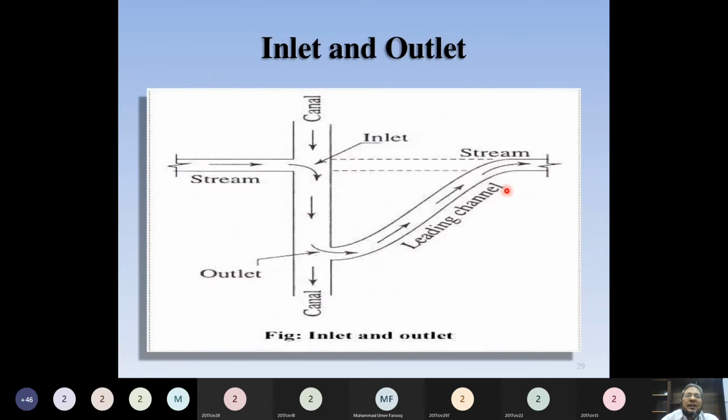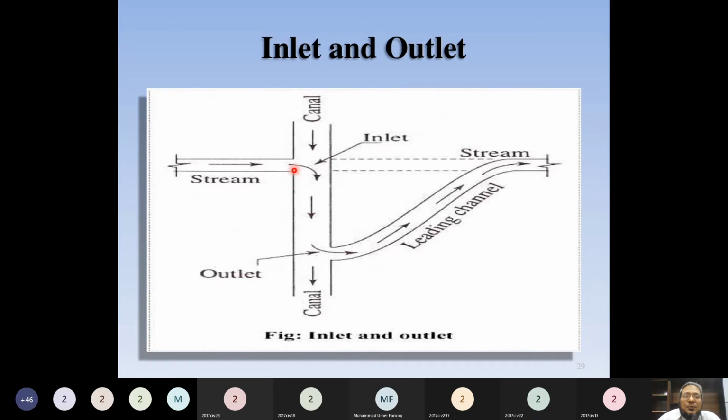So you should see this diagram. This stream is already passing from here, but this stream size is very small. It means it carries very little discharge, and this is the canal which we are designing, and this canal has sufficient discharging capacity. So what we can provide are 2 structures. One is the inlet here and the outlet here. The stream water will enter in the canal, and at a certain distance downstream there would be an outlet, and the water will enter in this leading channel and ultimately join the same stream. So this arrangement is called inlet and outlet.